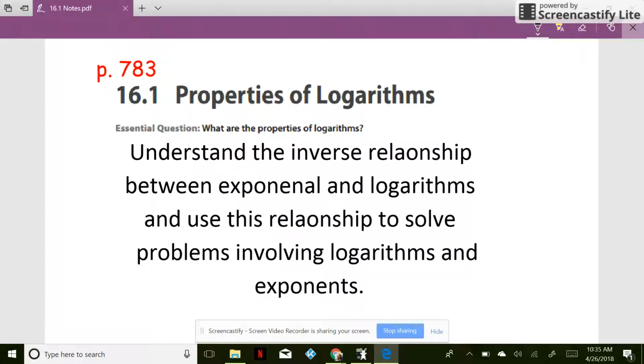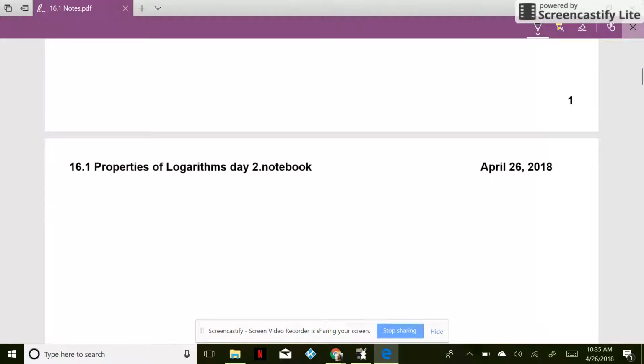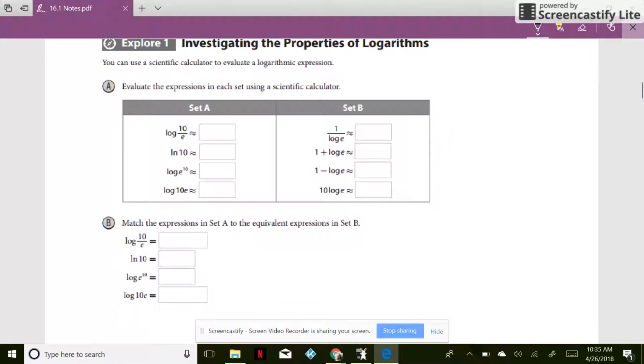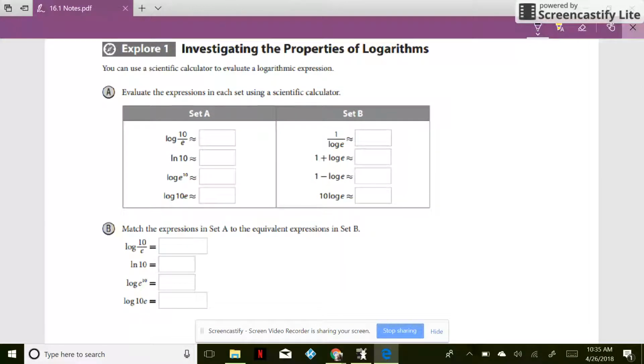So we're looking at section 16.1, working on properties of logarithms. We're going to use our scientific calculator first to find some values of logarithmic expressions. We'll just do one together and then I'll tell you the values for the rest. The first one it wants us to do is find log of 10 divided by e.